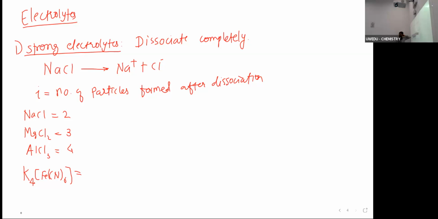Correct, it is 5. Because this is a complex, and a complex won't dissociate. It remains as it is. That's why only these 4 potassium ions and this 1 complex ion. This is a complex sphere, and the complex sphere is very stable. It won't dissociate. Why did I ask this question? Because you should know this, coordination compounds you already studied, right?